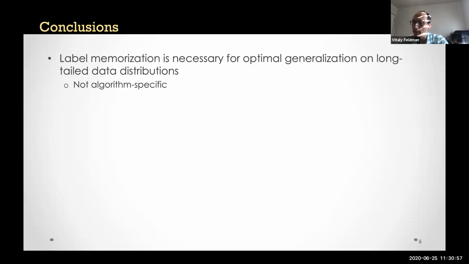And the reason why memorization is so common in practice is that the algorithms that we use are implicitly tuned to basically work as well as possible on long tail distributions. And let me also mention that this result is not specific to deep learning and suggests that memorization is an inherent part of learning more generally.